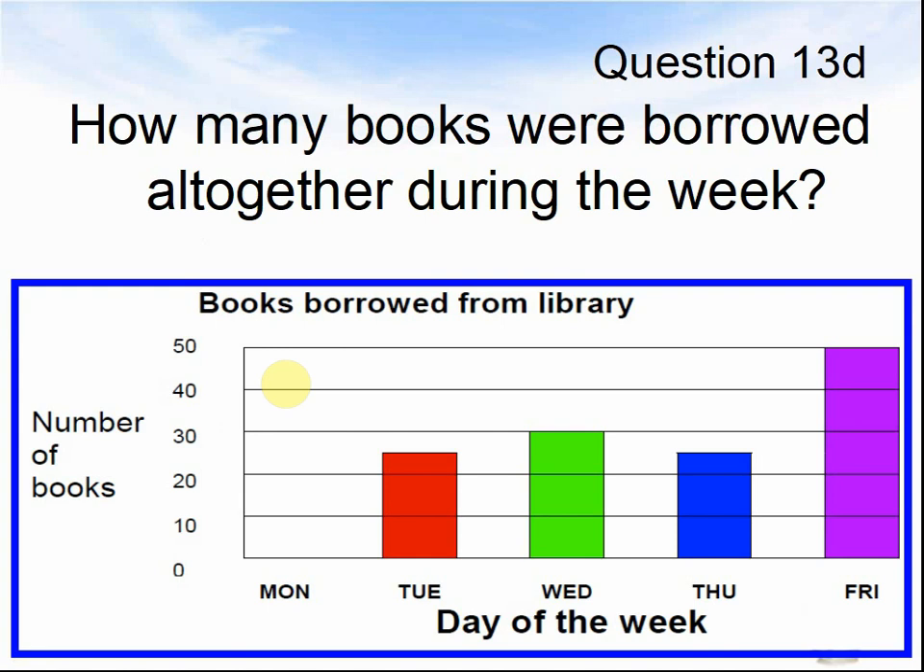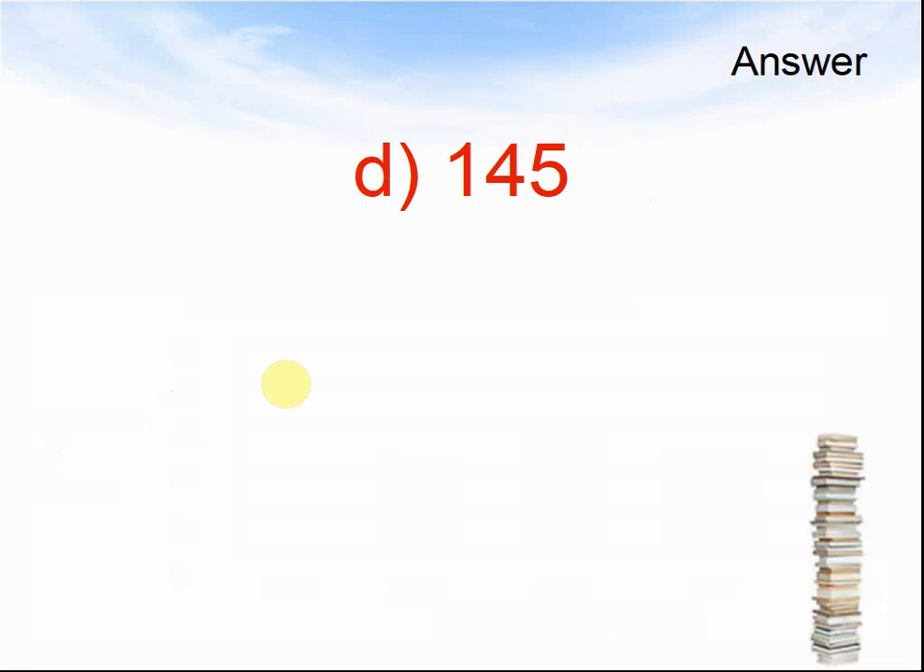How many books were borrowed altogether during the week? Don't forget to include the number you have already worked out for Monday. Pause the video until you are ready to answer. Here comes the answer for all the books. The answer was 145.